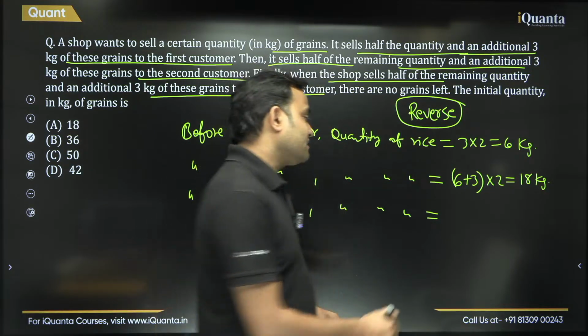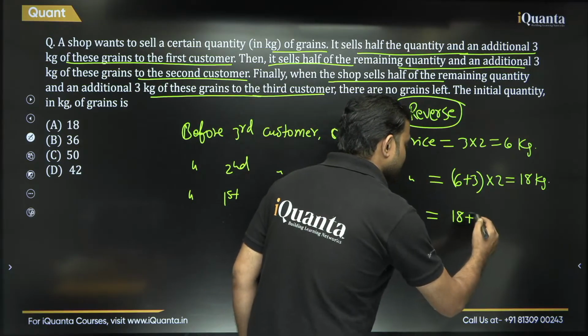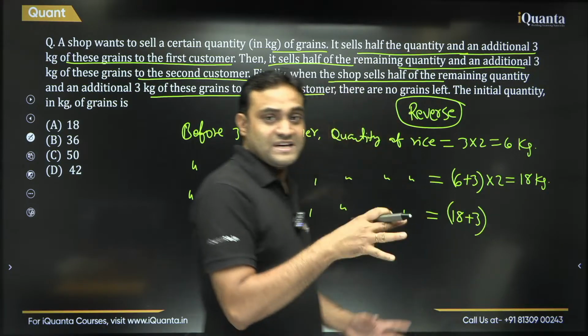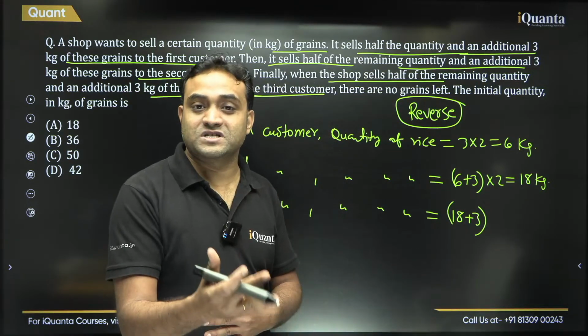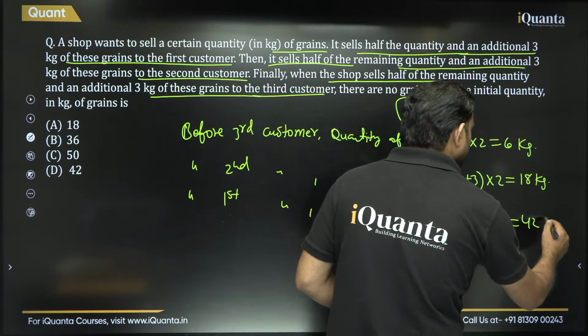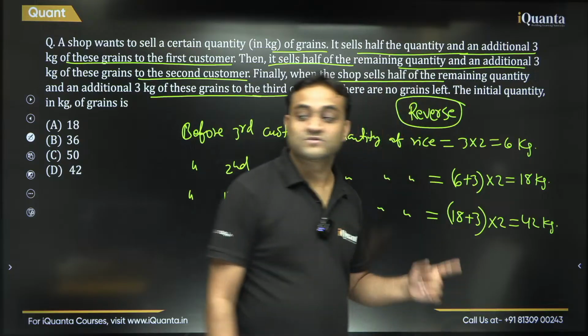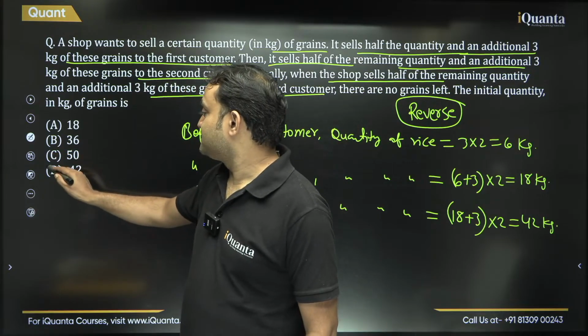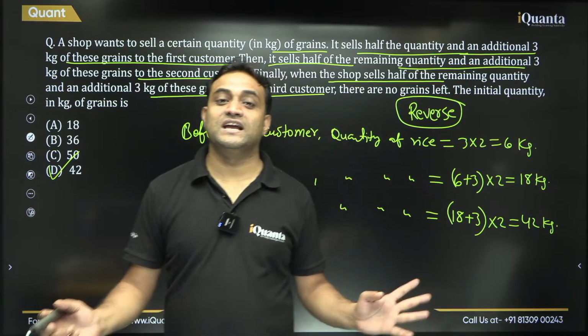If I add 3 to this 18, it will become the half, exactly how much he gave to the first customer. So the total he had is this into 2, which is equal to 42 kg. And that is your answer. That's it. This is how you solve questions like this.